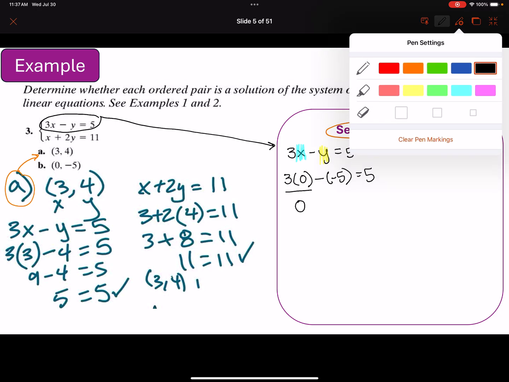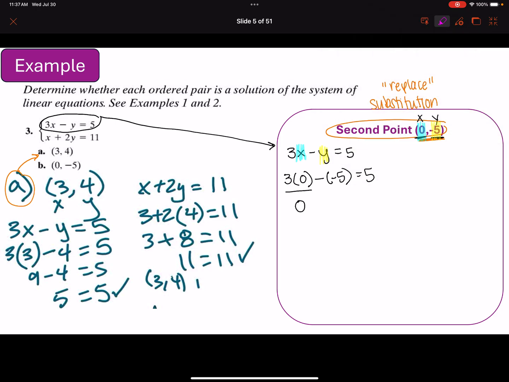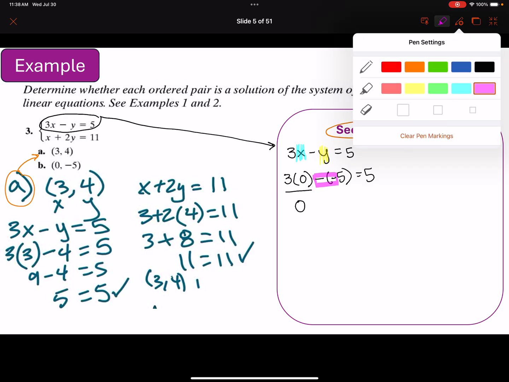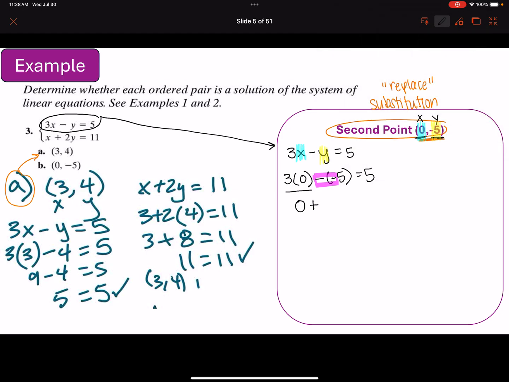Now, we have long talked about this in class. This is a tricky one when we have this double negative here. 2 negatives together like that turns into a positive. Then I add 0 plus 5 to get 5. Does 5 equal 5? Yes. Okay, so that means it's a solution, or it's a point to that first equation.